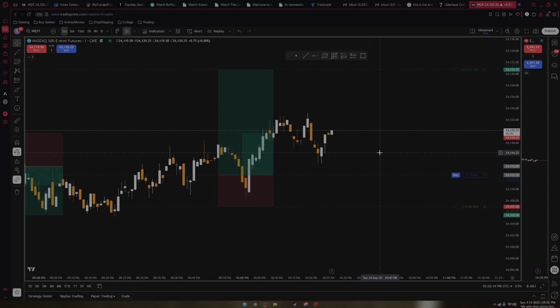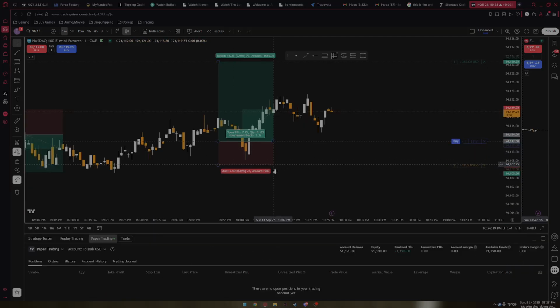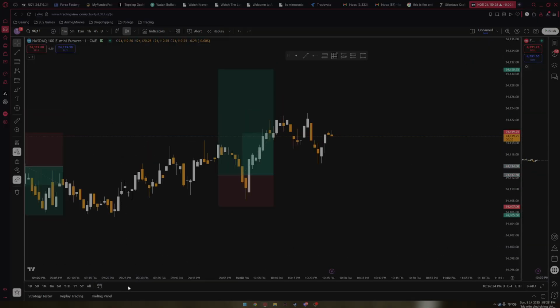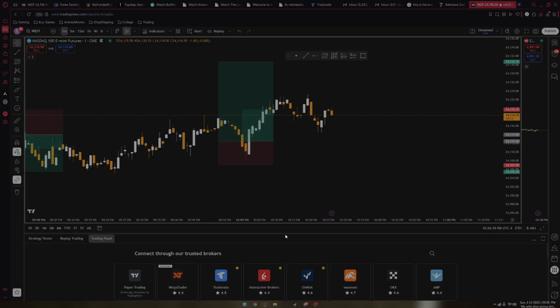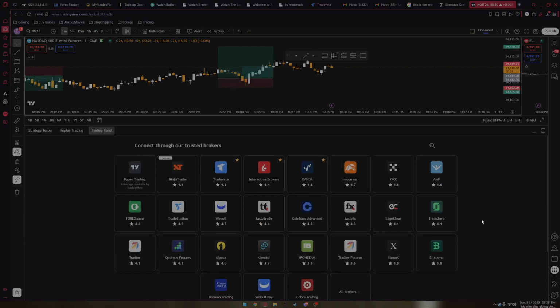I'm sorry, what was that? Do you have that because you have money in there already? Oh no, the only reason this shows up is that if you come down here to your trading panel, at the bottom there are these little tabs. If you click on the trading panel, it shows all the brokers, which are the companies that you put your money into, that put their money into the market. There are tons of different brokers.